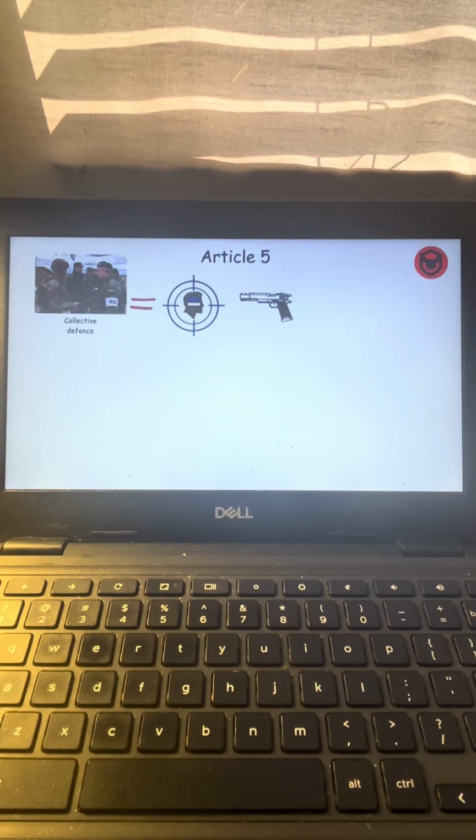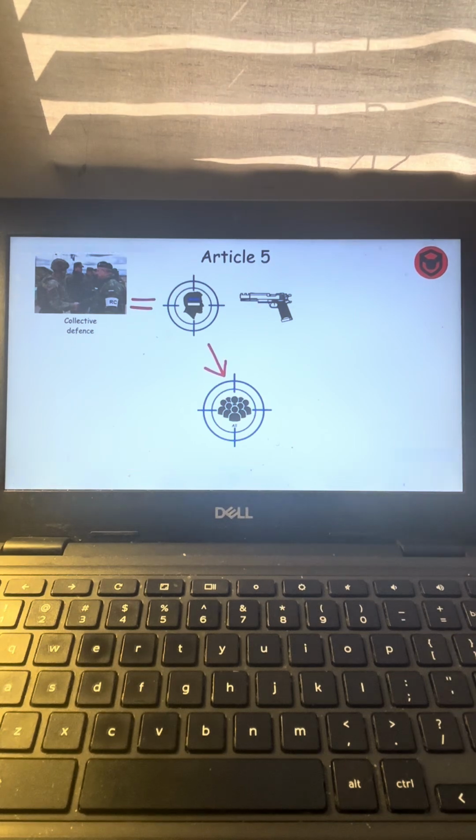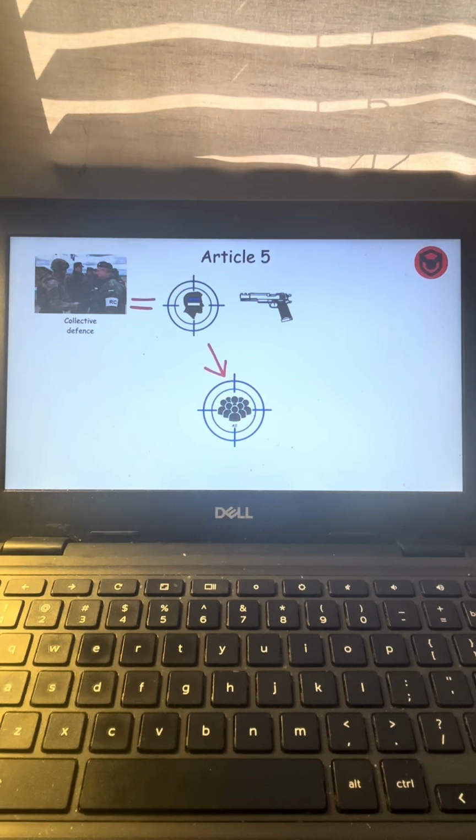Article 5 is the cornerstone of NATO, establishing the principle of collective defense. It states that an armed attack against one or more members in Europe or North America shall be considered an attack against them all. That's what I say. I just knew this part because I know Article 5 is the one after the charter.